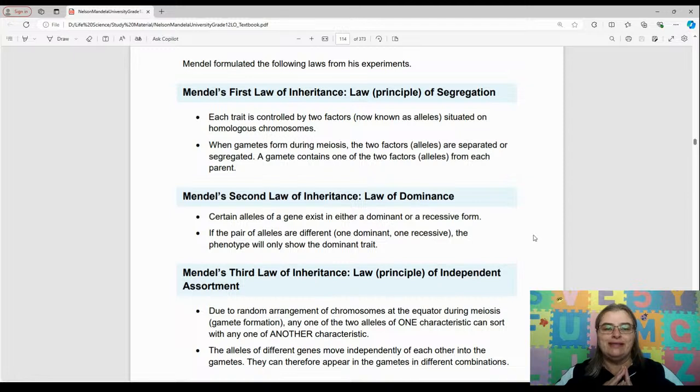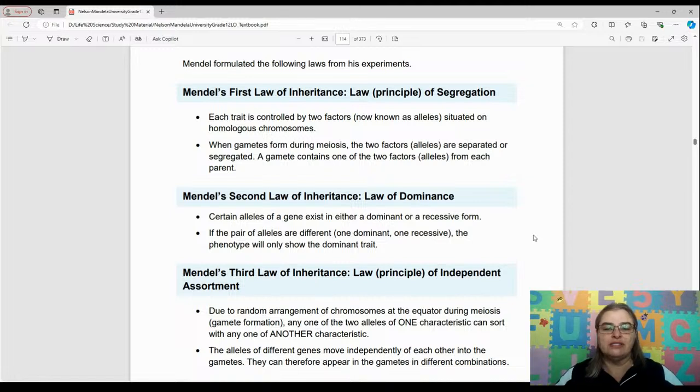And when gametes form during meiosis, remember meiosis is when we're halving the genetic material from either parent. So whether it's in humans or plants or animals, the mother and the father's genetic information is halved. Those alleles are split to create more of a variety when fertilization occurs. So the gametes contain one of those 2 factors from each parent. That's his first law of segregation.